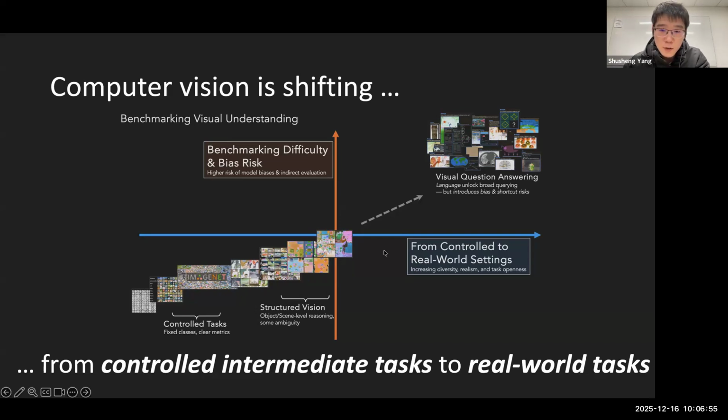And now, after we entered the ChatGPT era, we focus on video or image question answering. This kind of visual question answering task is closer to real-world scenarios, but it also introduces a lot of bias or shortcuts. So here's the background.